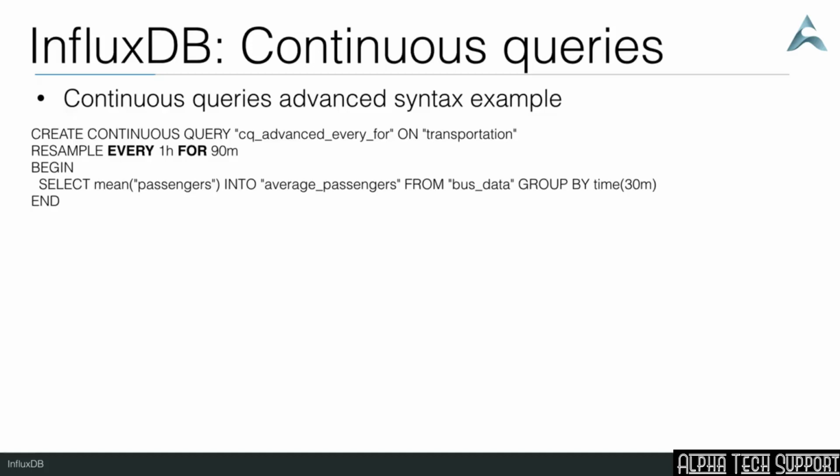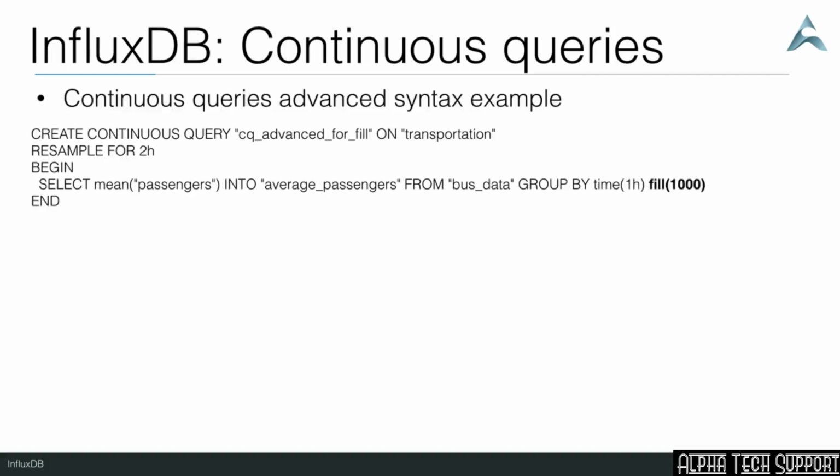Notice that CQ_advanced_every_for will calculate the result for every time interval twice. The CQ calculates the average for the 7:30 a.m. interval at 8 and 9 a.m.